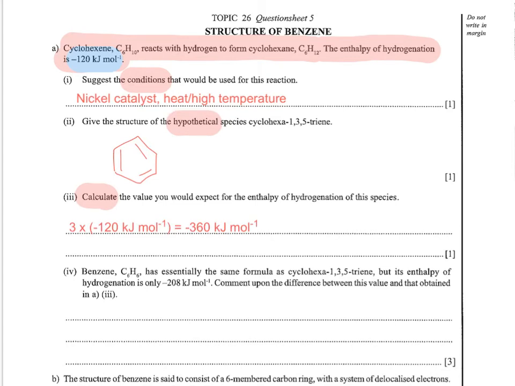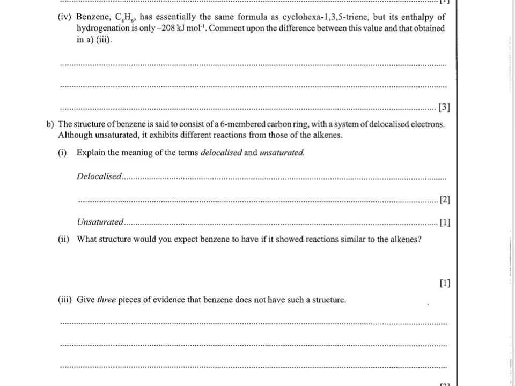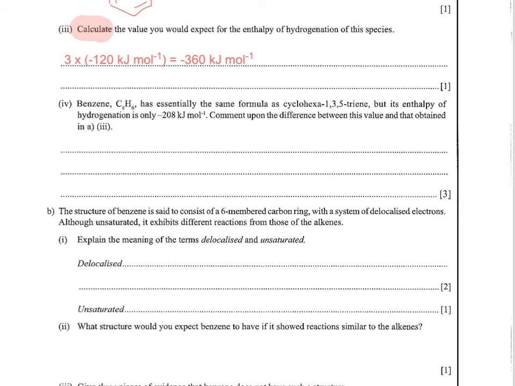Okay, so now it's time to bring the page up a little bit so we can see the rest of the question. So it says benzene, C6H6, has essentially the same formula as cyclohexa-1,3,5-triene, but its enthalpy of hydrogenation is only minus 208 kilojoules per mole. So we've covered that in this clip as well. It says comment upon the difference between this value and that obtained in part A, III. In other words, our minus 360 kilojoules per mole.